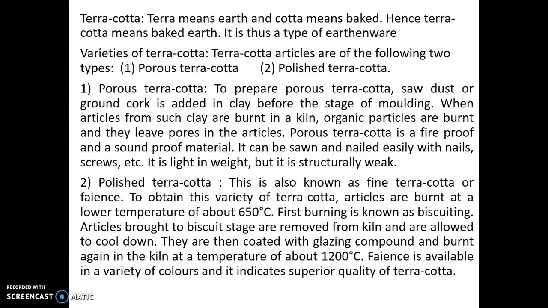Terracotta. Terra means earth and cotta means baked, hence terracotta means baked earth. It is a type of earthenware. Varieties of terracotta. Terracotta articles are of the following two types: porous and polished. Porous terracotta. To prepare porous terracotta, sawdust or ground cork is added in clay before the stage of molding. When articles of such clay are burnt in a kiln, organic particles are burnt and they leave pores in the articles.